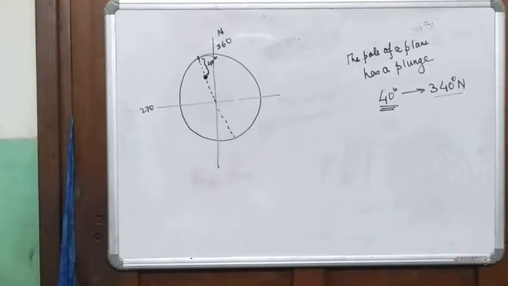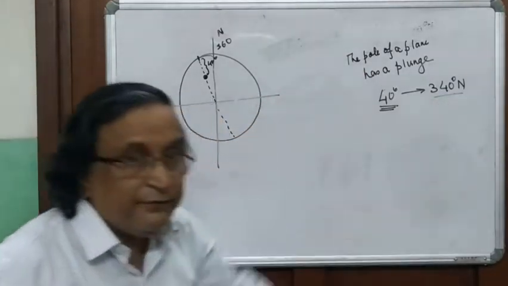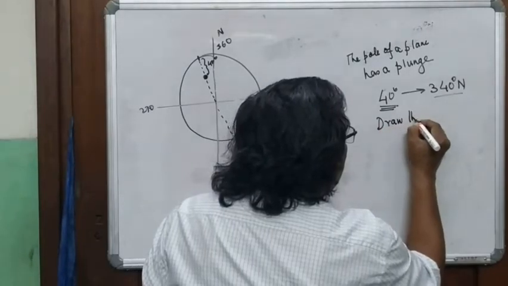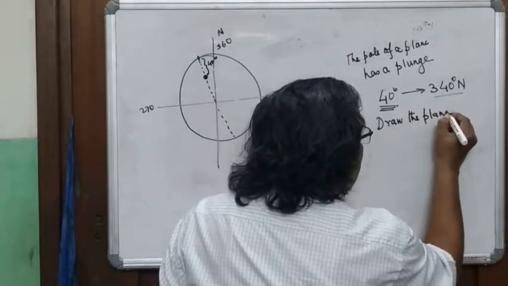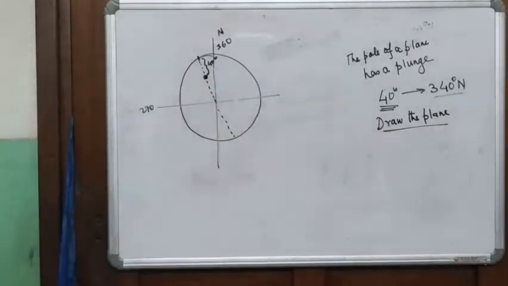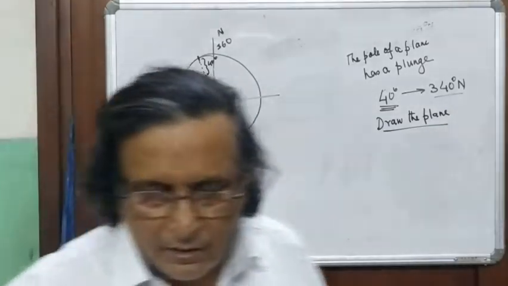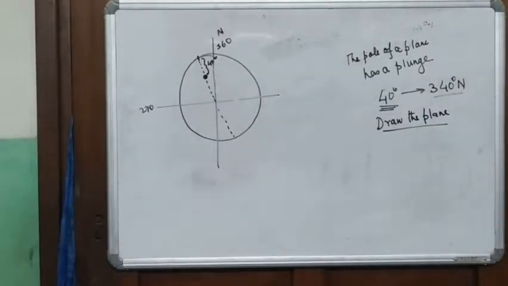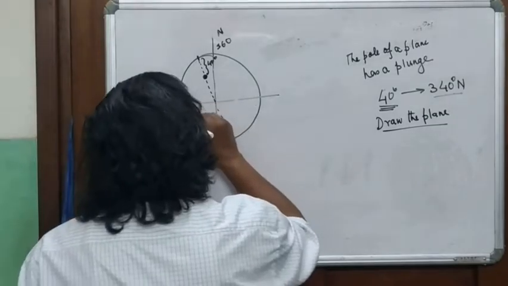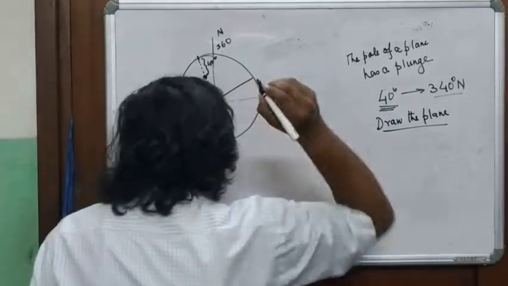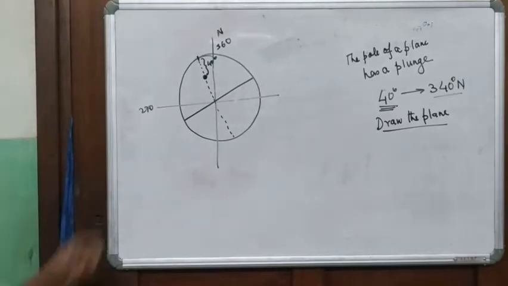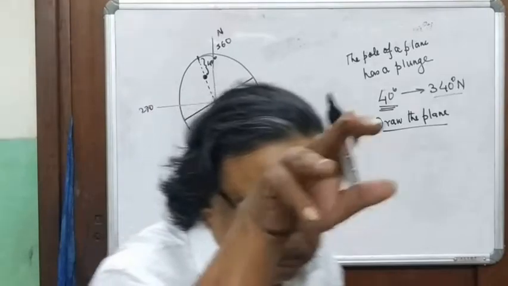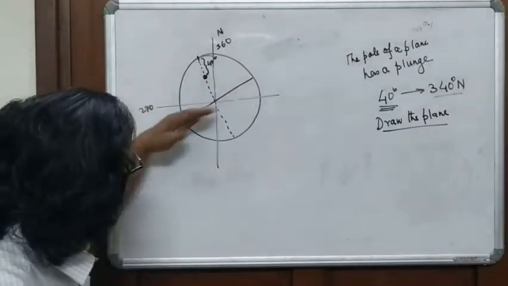Now what do I have to find? The pole of a plane, this is the information. Draw the plane. So I found the pole. Now it says draw the plane. What do I do? 90 degrees to this is the strike. Remember, this is the dip line, and this is the strike line.